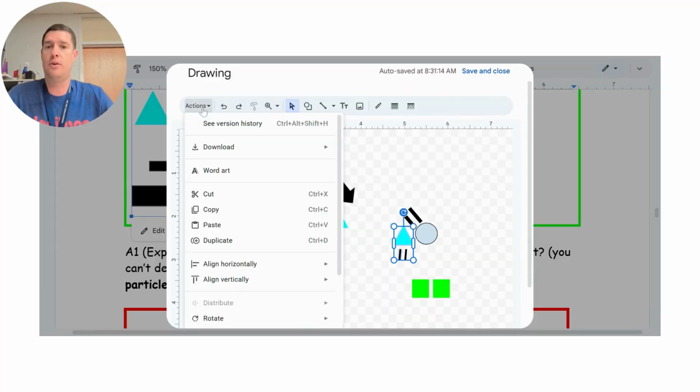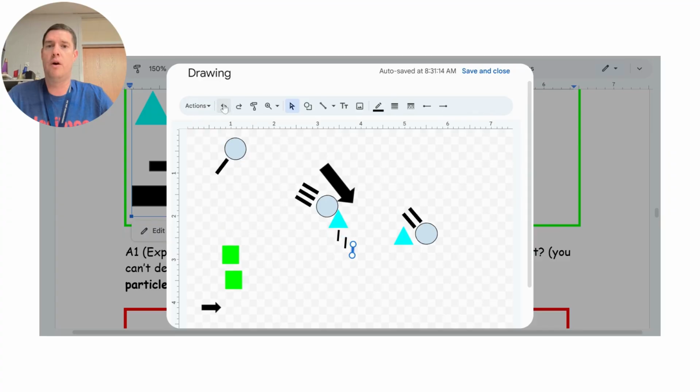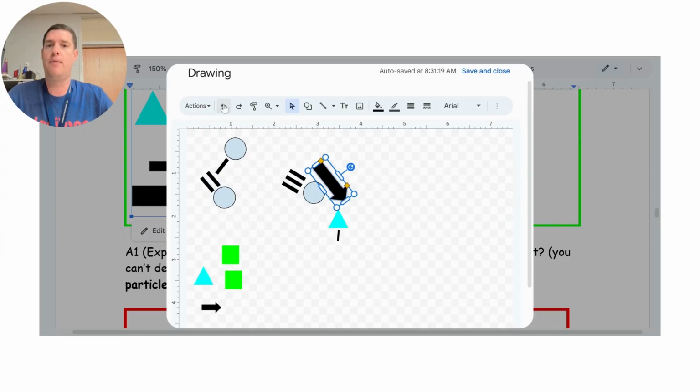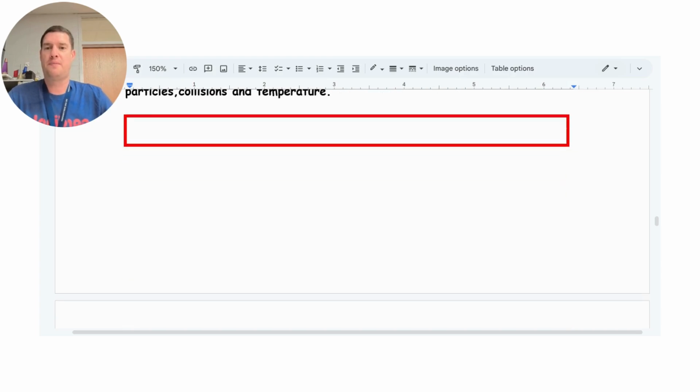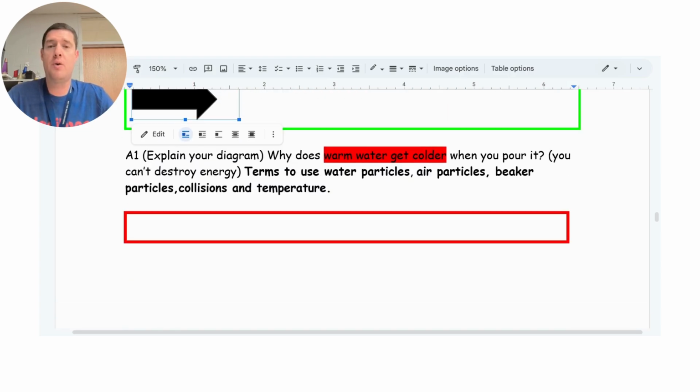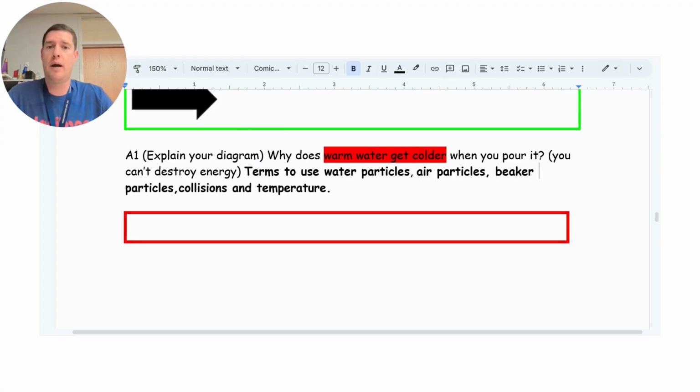Now, I'm going to move all this back to where they should be because this is the template that you use. And I don't want to mess it up for you. So let me get it back to where it is. Okay, great. All right. So then explain, in words now, we're on A1, right? In words, what did you just draw is essentially what this is asking. Why does warm water get cooler when you pour it?